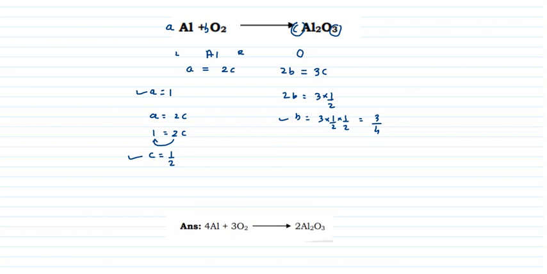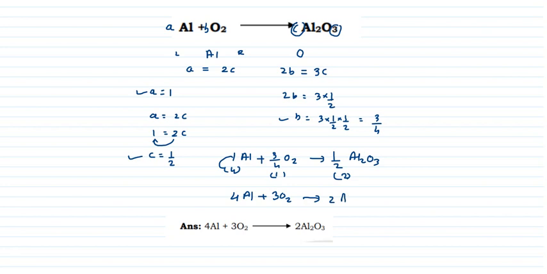Now same thing, write it down. A is 1, Al, plus B, which is 3 upon 4 O2, gives you C, 1 upon 2 Al2O3. Same thing, LCM is 4, so you have to take 4 here, here 2, here 1. So now 4 will come here, which is 4 Al plus 3 O2 gives you 2 Al2O3.